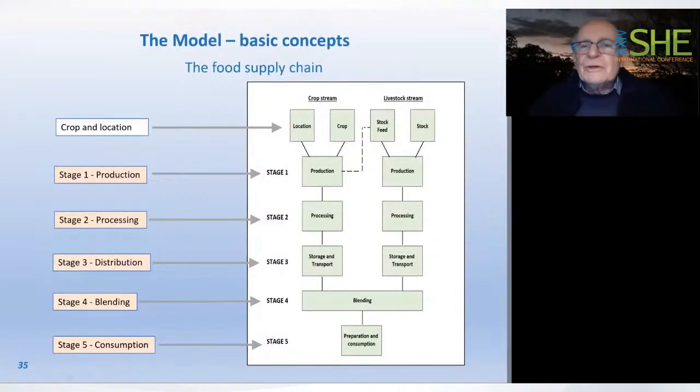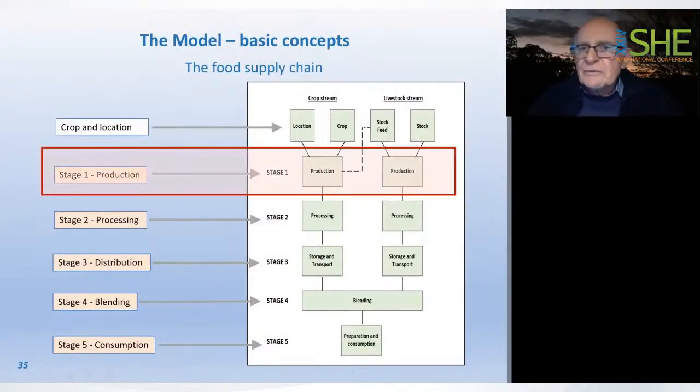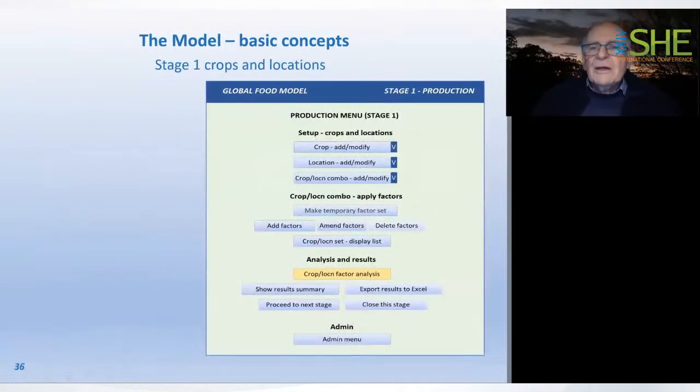What I want to do is focus on the first stage of the food supply chain. That's the production or growing stage, as I said. We could look at livestock, we could look at other food sources. In this case, I'm going to focus on crops. This is the main menu for the stage one system. And it basically lays out the analysis steps for stage one.